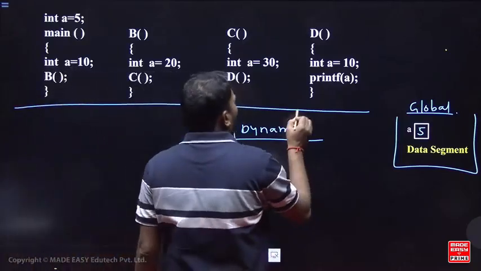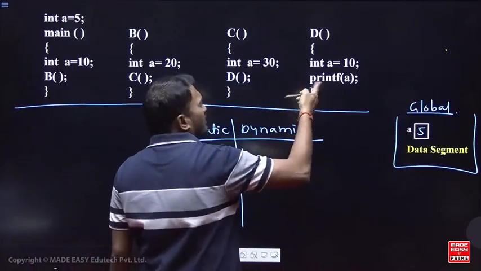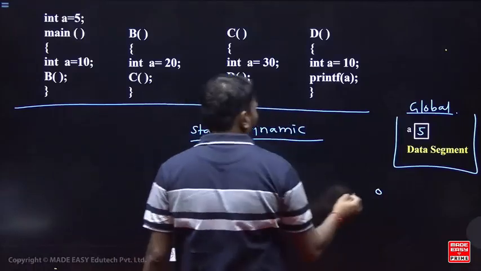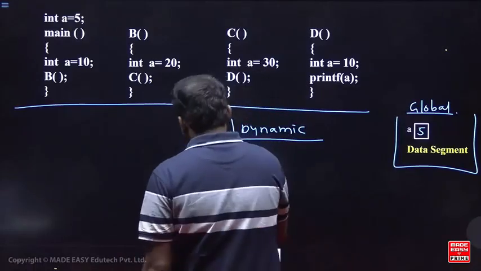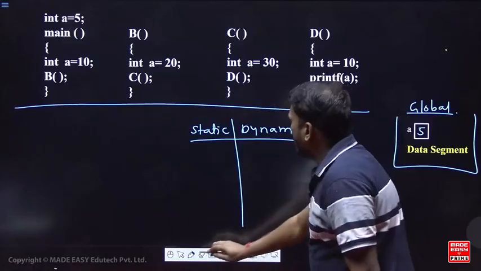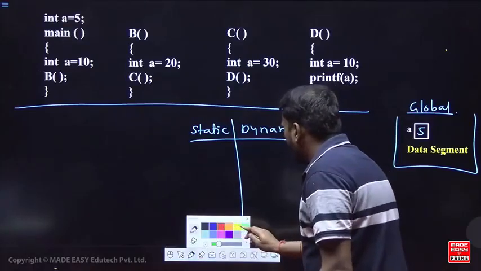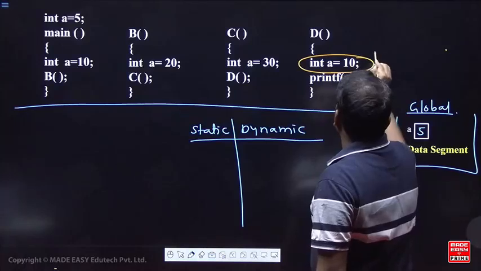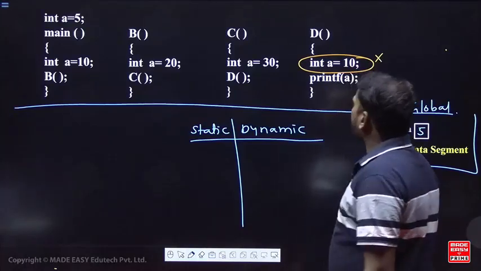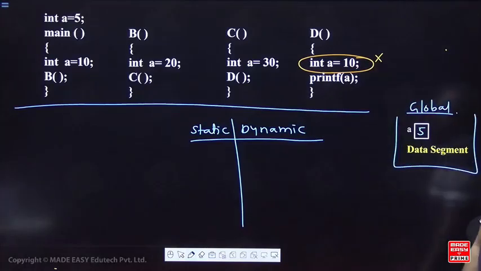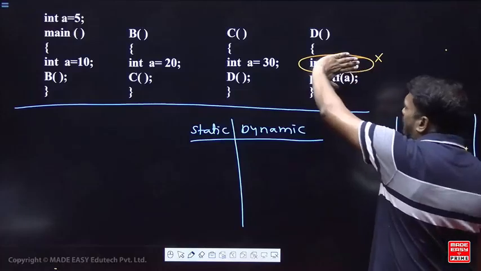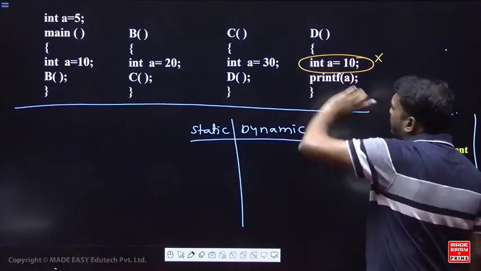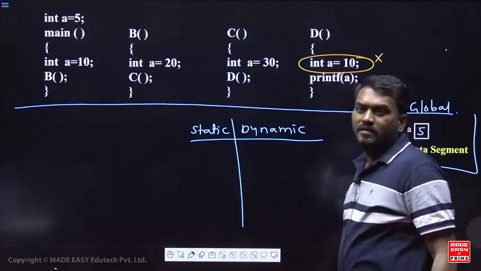So with static scoping and dynamic scoping, the output you get here is 10. Now that is not the question. Now the question is, if this statement is not there, listen carefully. Let me use a different color. If this statement is not there, and I use static scoping, what is the output?